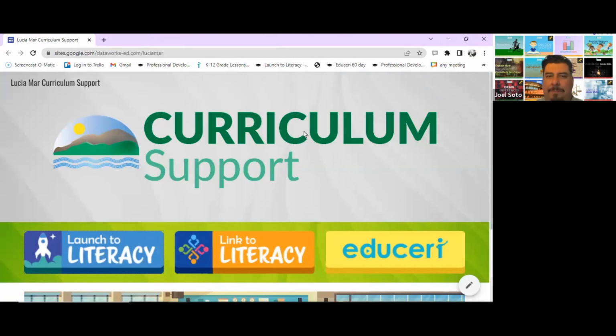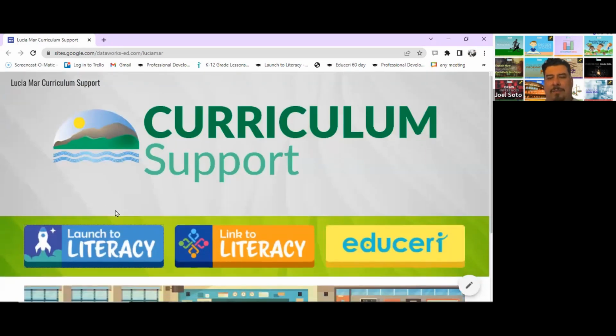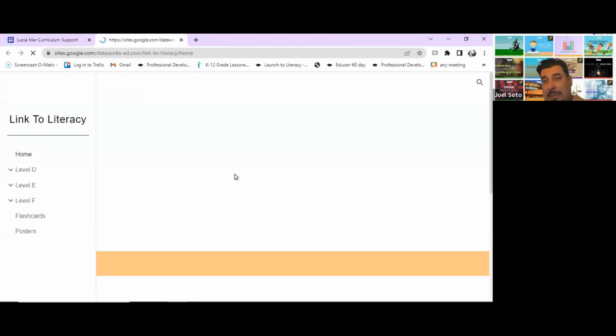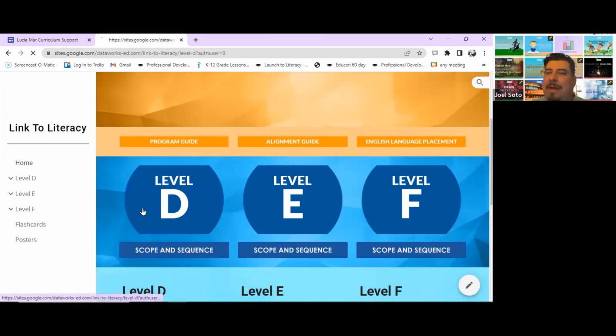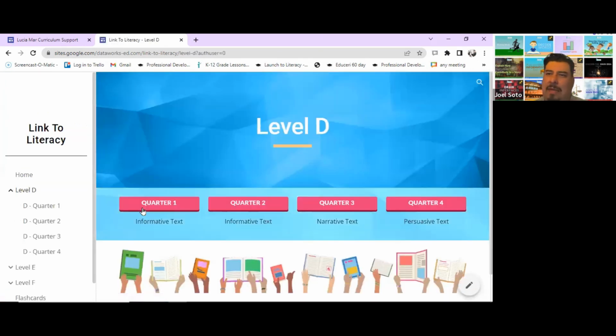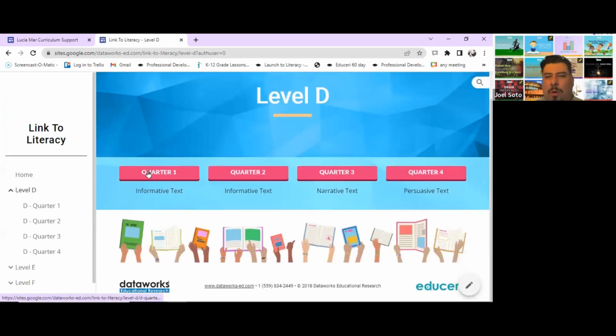Can I clean up first? This is my landing page. I go to link to literacy. So this is reading to learn. I go level D. And by the way, I'm doing terrible checking for understanding, but I'm out of time, so I got to go. So quarter one, quarter two is informative text. If you could get through quarter one and quarter two, awesome. If you can't make it to quarter three and quarter four, that's going to be okay.